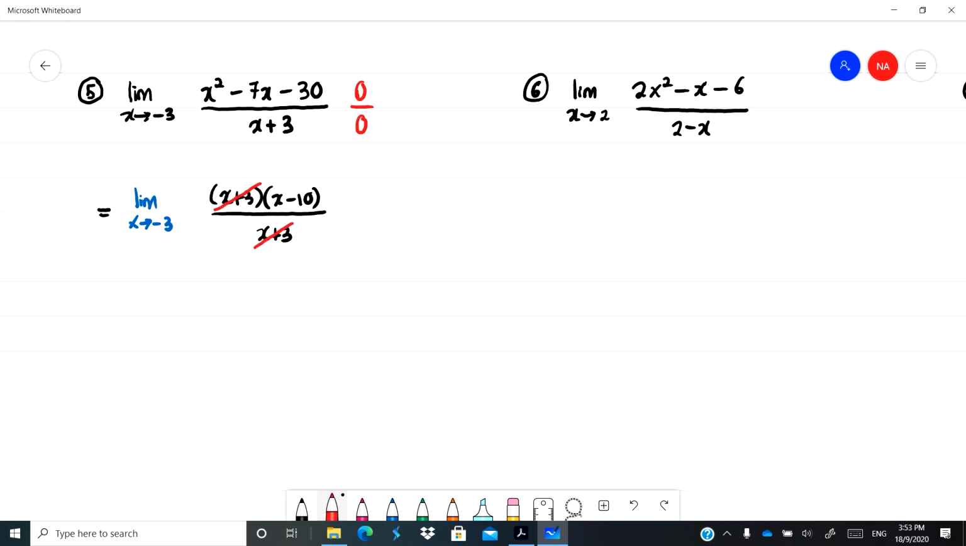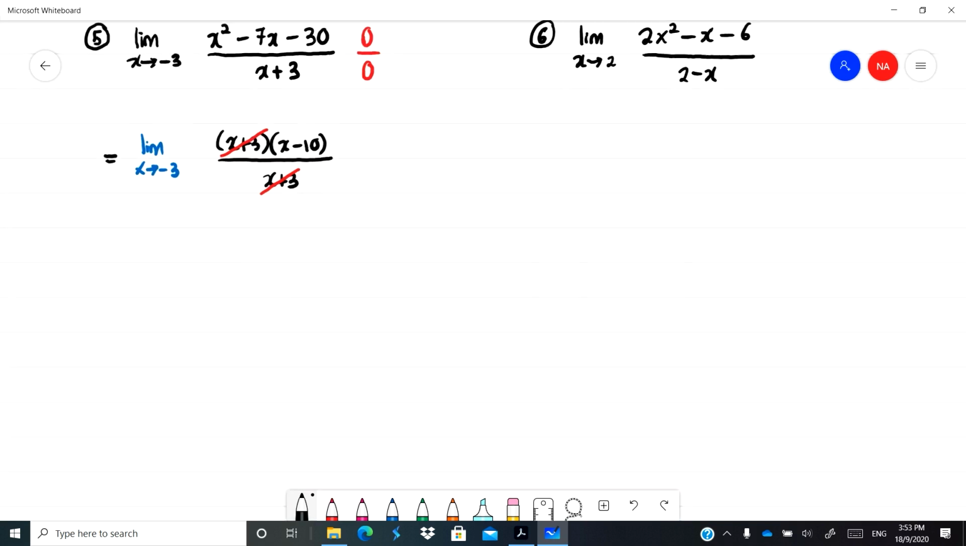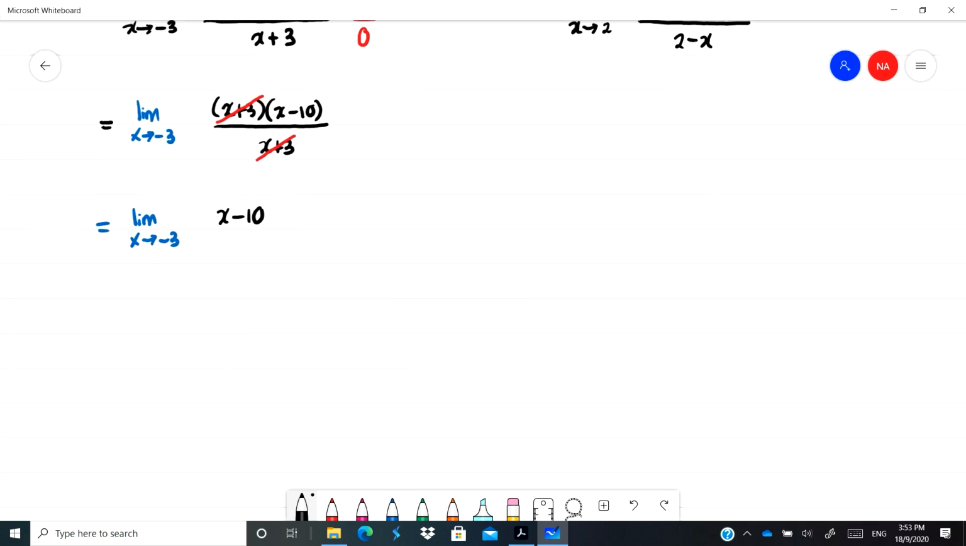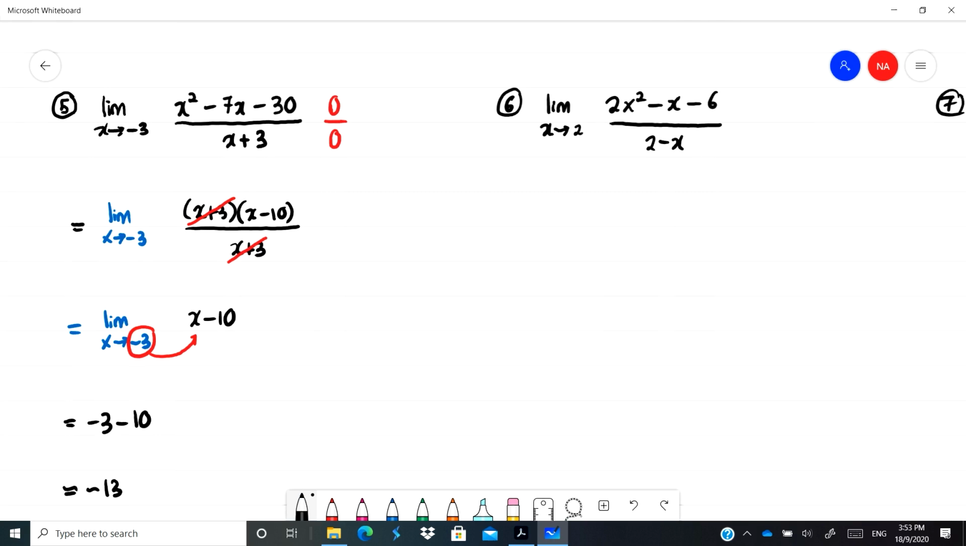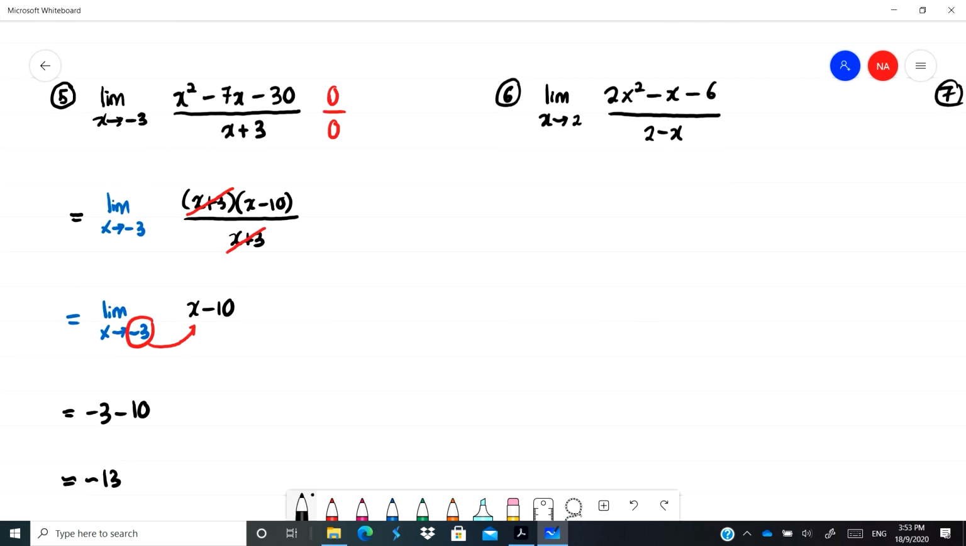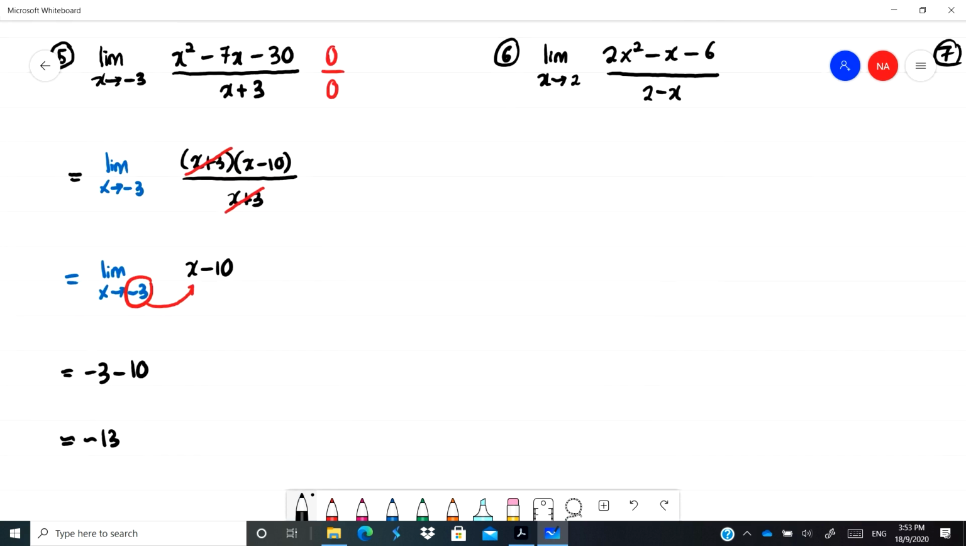Now you have the next line where the limit has not been substituted yet, so please write it back, x approaching -3. So you have x minus 10. Now you substitute the value of x with -3. So you'll get -3 minus 10. In this case, your final answer will be -13. As x is approaching -3, the function will approach -13.